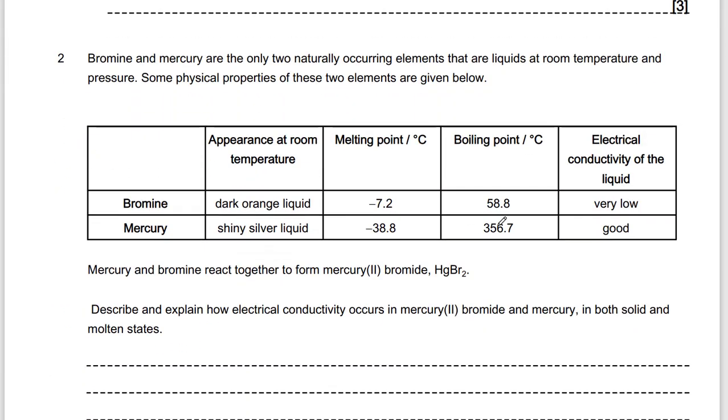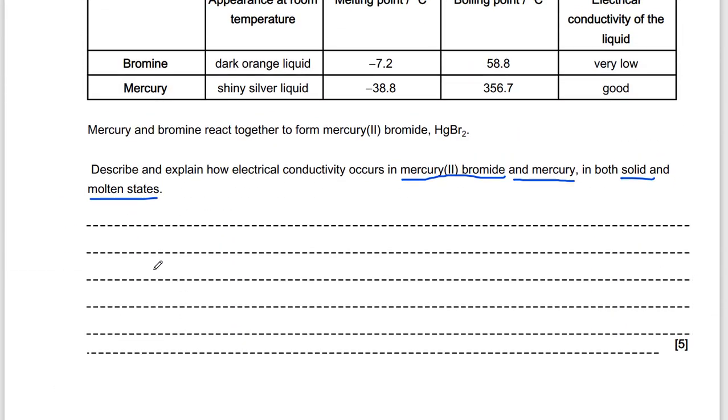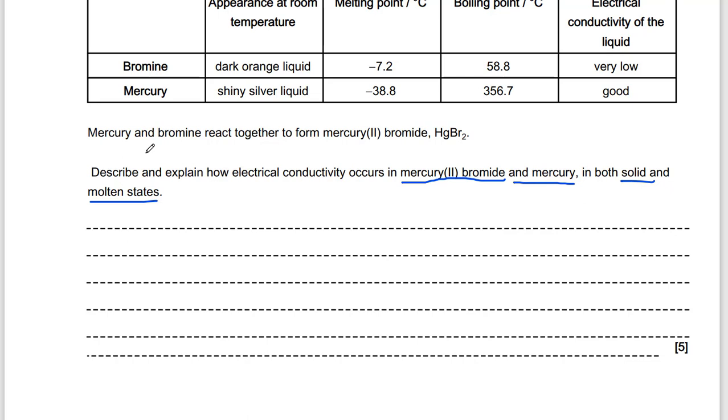So going on then, there are properties now. So bromine and mercury react to form mercury bromide. Here's some data in the table. The question then, this is the bit that actually matters. Describe and explain how electrical conductivity occurs in mercury bromide and mercury. This is a very easy thing to miss. You need to do mercury bromide and mercury in both solid and molten states. There's 5 marks available for this, and ironically very, very few lines. However, this should give you an indication of how straightforward this is going to be.